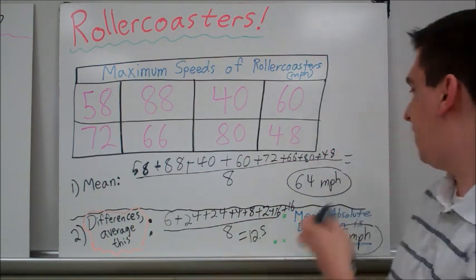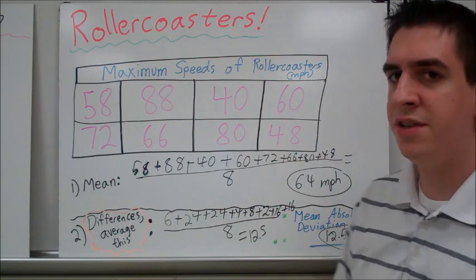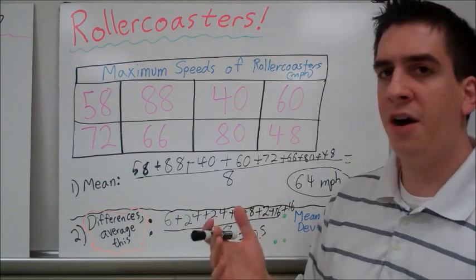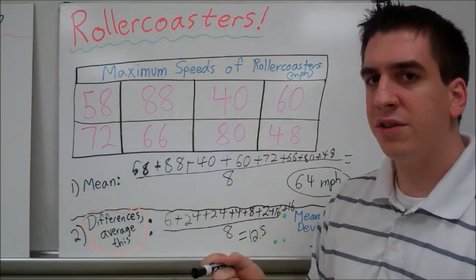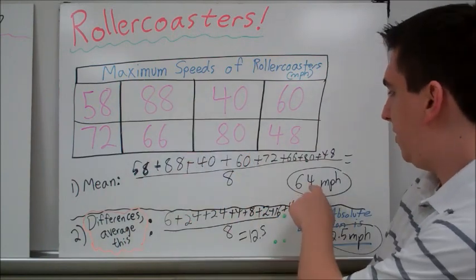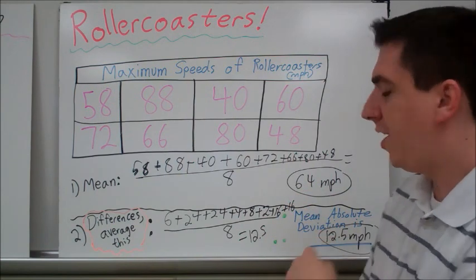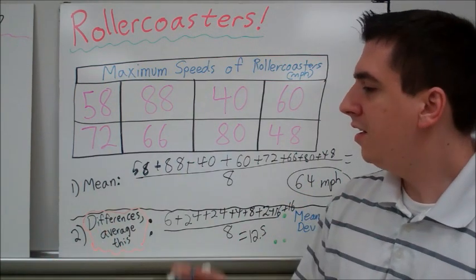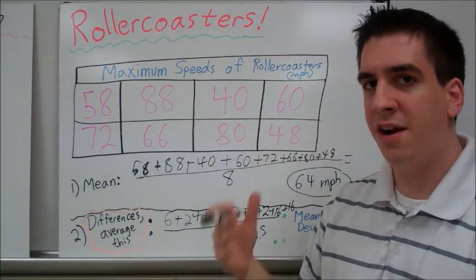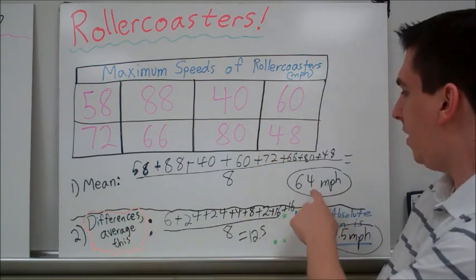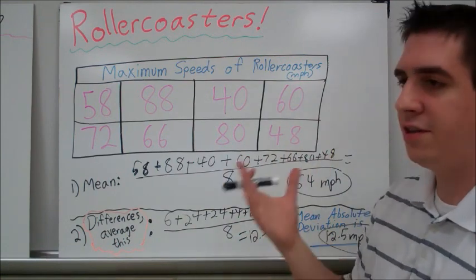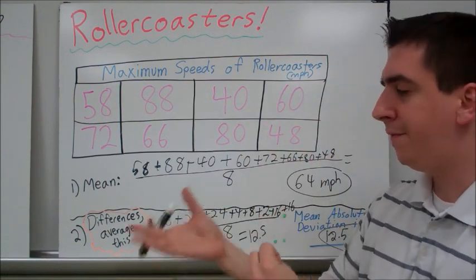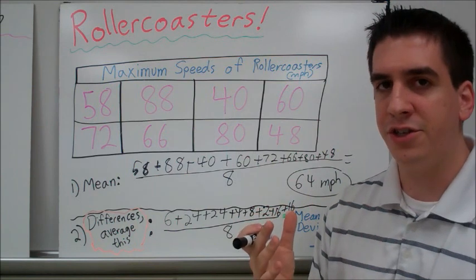What are we going to do with that though? We're going to use that to help us see how far from the center are these values. How close are they to the average? So if we take 64 and we subtract 12.5, all the numbers that are lower than that we would say are far below average. If we take our average, or 64 miles an hour, and add 12.5 to it, we're going to say all the numbers that are above that are far above average.